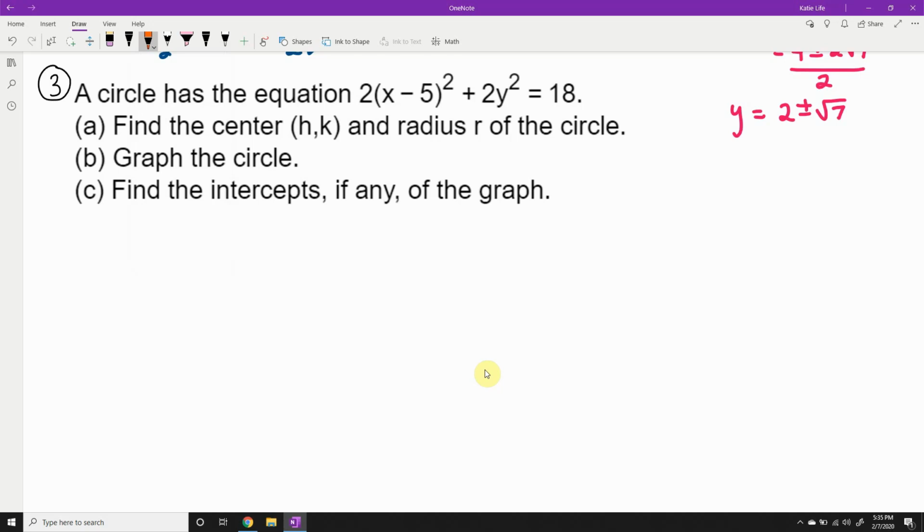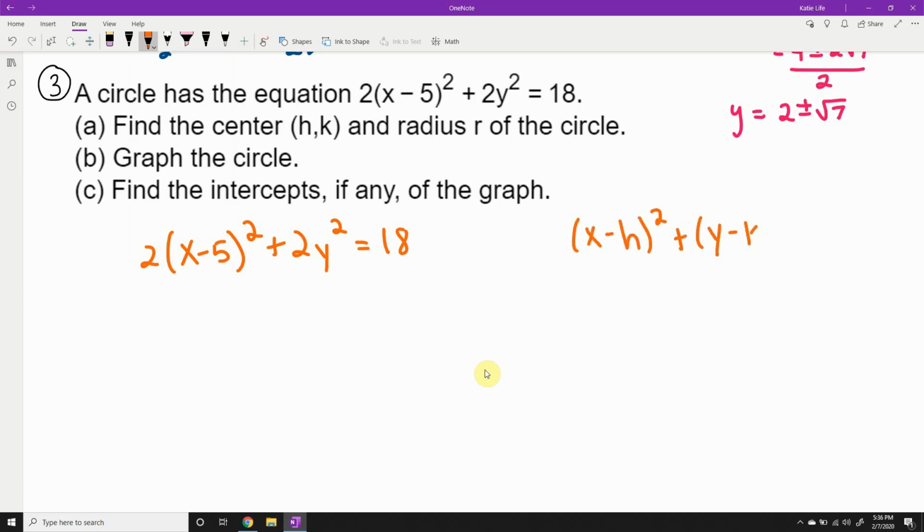So this time our equation is 2 times the quantity x minus 5 quantity squared plus 2y squared equals 18. Okay, well, this is telling me that I kind of already have it in standard form. I just got to do a little bit of algebraic manipulation to make it look like the standard form that I know, x minus h quantity squared plus y minus k quantity squared is equal to r squared. So really, I just need to make the y quantity look like y minus something.